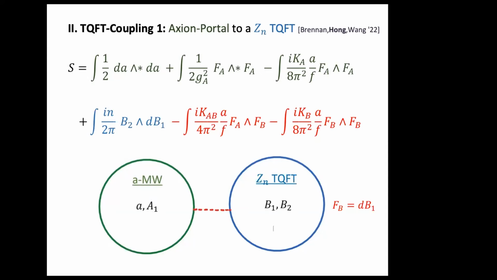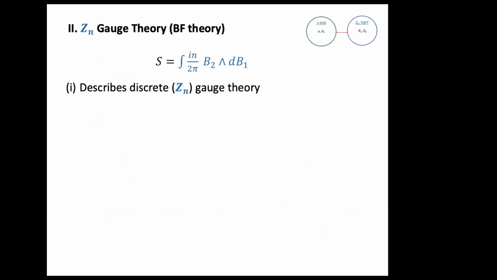Okay, so I didn't explain to you what this is and why that is the Z_N topological quantum field theory. So let me just briefly explain that. The claim is that this action describes a discrete, particularly Z_N, gauge theory called the BF theory. There are two reasons why this is called the BF theory, but that's an offline conversation.